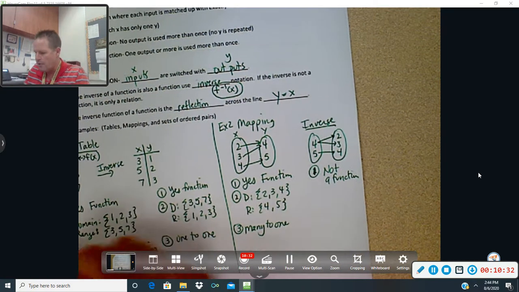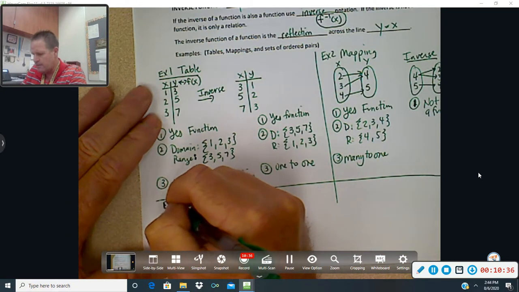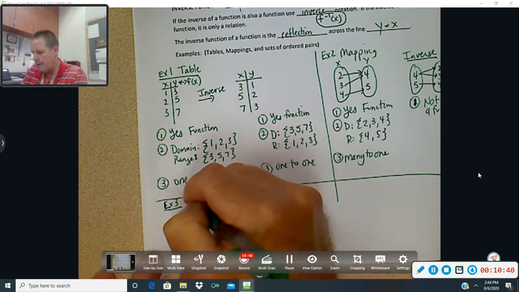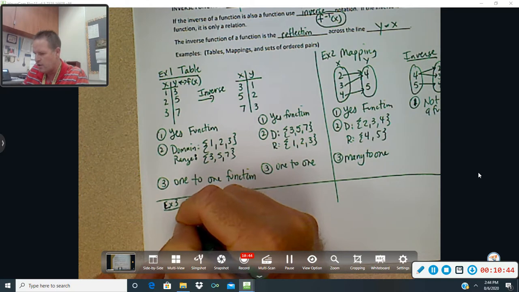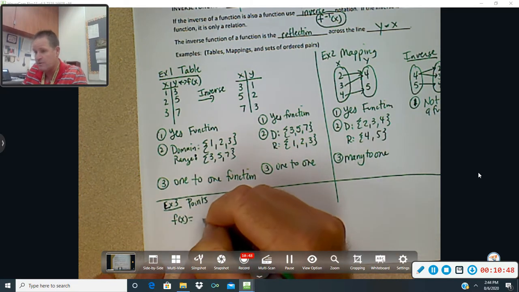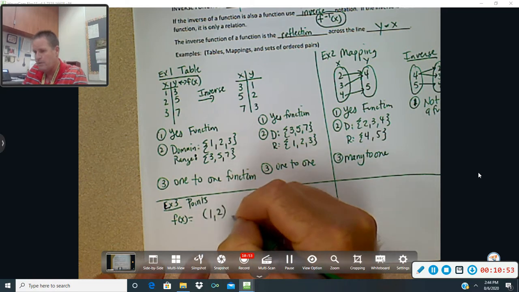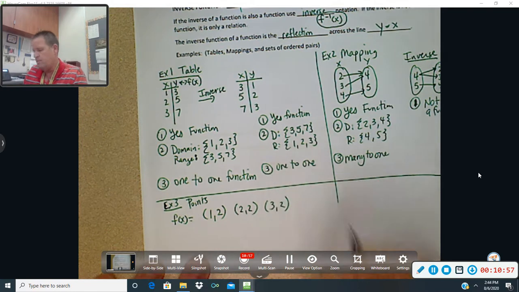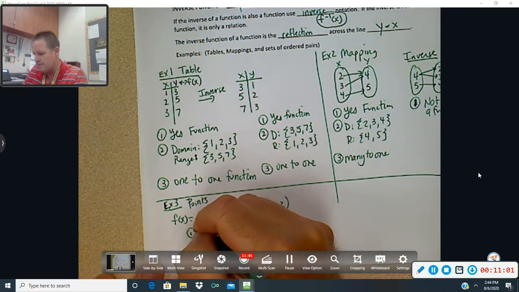Okay, now, third example here, and then this is going to close out this video. Example 3 is going to be with points. So if I have a set of points, let's say I tell you that f of x, and I'm actually telling you this is a function when I use f of x, f of x is the set of points (1, 2), (2, 2), (3, 2). Okay, so question number 1, is this a function?